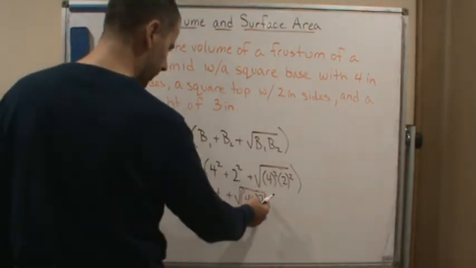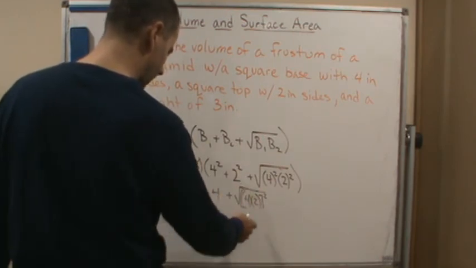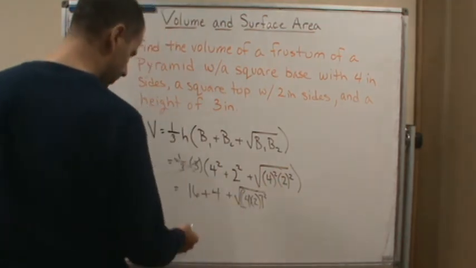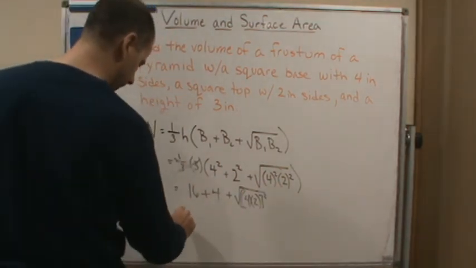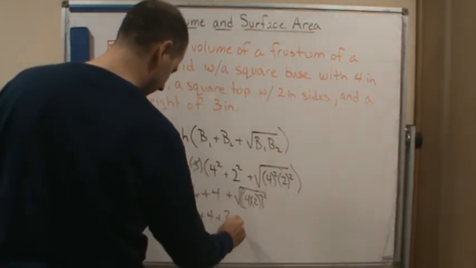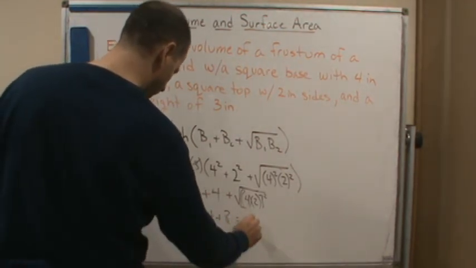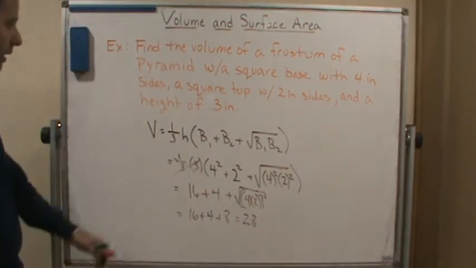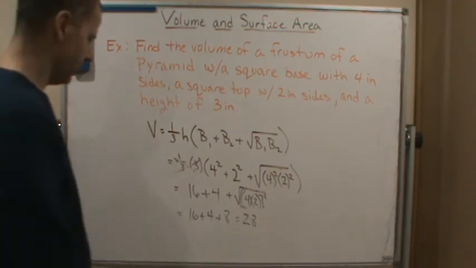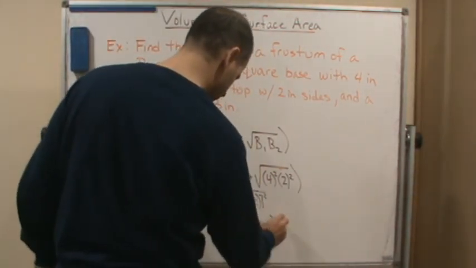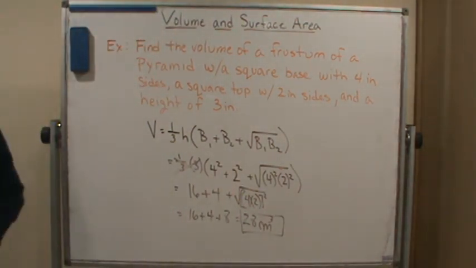Same thing. Well, then this square cancels with the square root and we get 8, right? Because this gives me 64 and square root of 64 is 8. So either way you get the same thing. So you get 16 plus 4 plus 8, which gives you what? 28. 28 what? It's inches, so this is going to be 28 cubic inches, and that's the volume of this frustum.